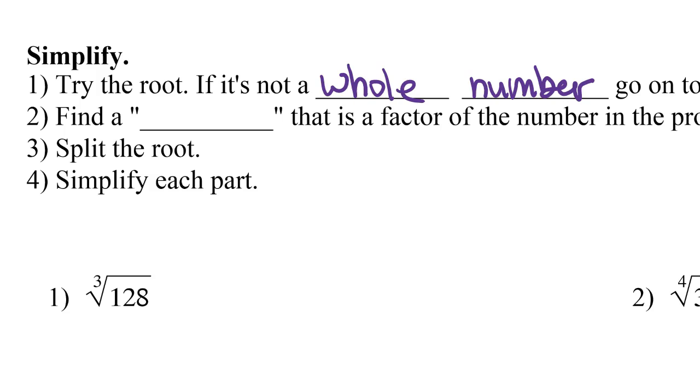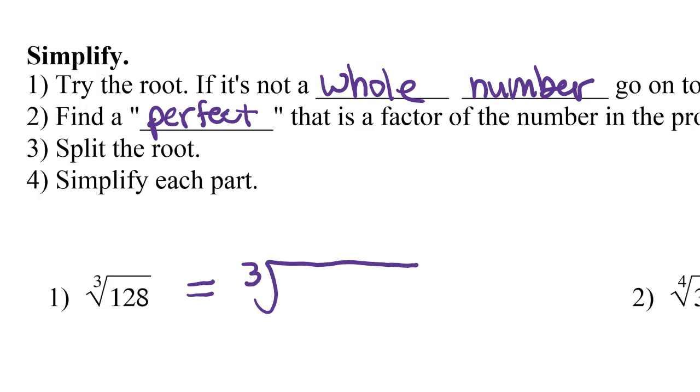Okay, step number 2 is to find a quote-unquote perfect. That could be a perfect square, a perfect cube, a perfect fourth, a perfect fifth, a perfect sixth, or whatever. Find one of the perfects that is a factor of the number in the problem. Once we know what that is, we're going to split the root into those 2 parts, and then we're going to simplify each part. So write this. We're going to do the third root of and leave the bottom blank. We're going to split that 128 into 2 factors, but I'm not looking for perfect squares this time.